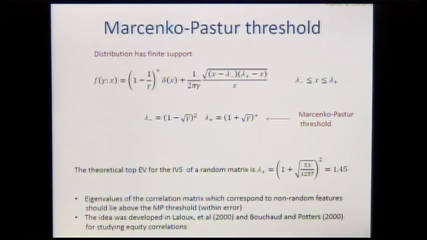In the case of a random matrix of 53 by 1257, the number is 1.45. If you have a matrix of data of 53 columns, 1257 rows, then any eigenvalue below 1.45, you can say that it's noise. This idea was put forth by Laloux, Bouchaud and Potters, the French. Again, the French, they always add stuff to this field. And they seem to add good stuff.